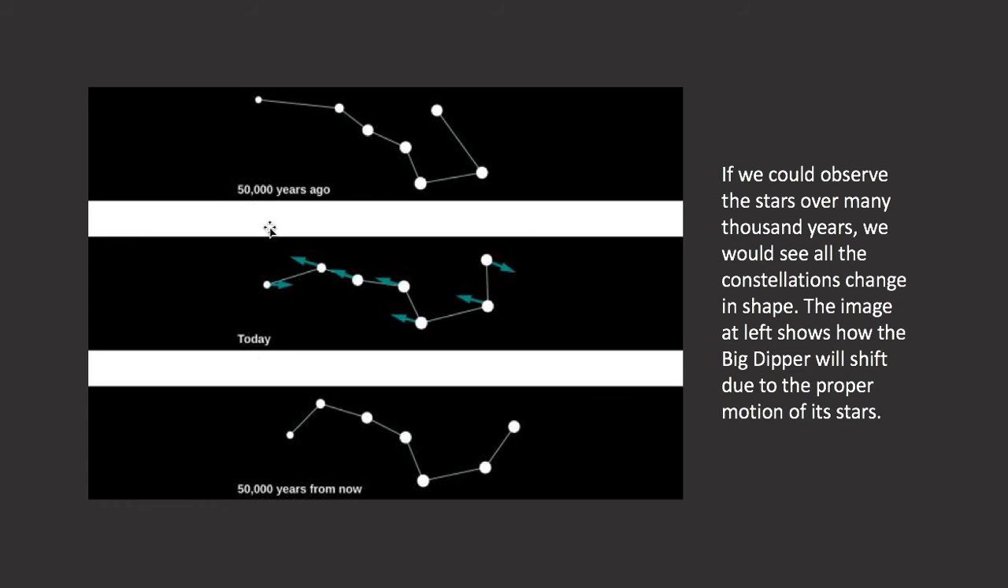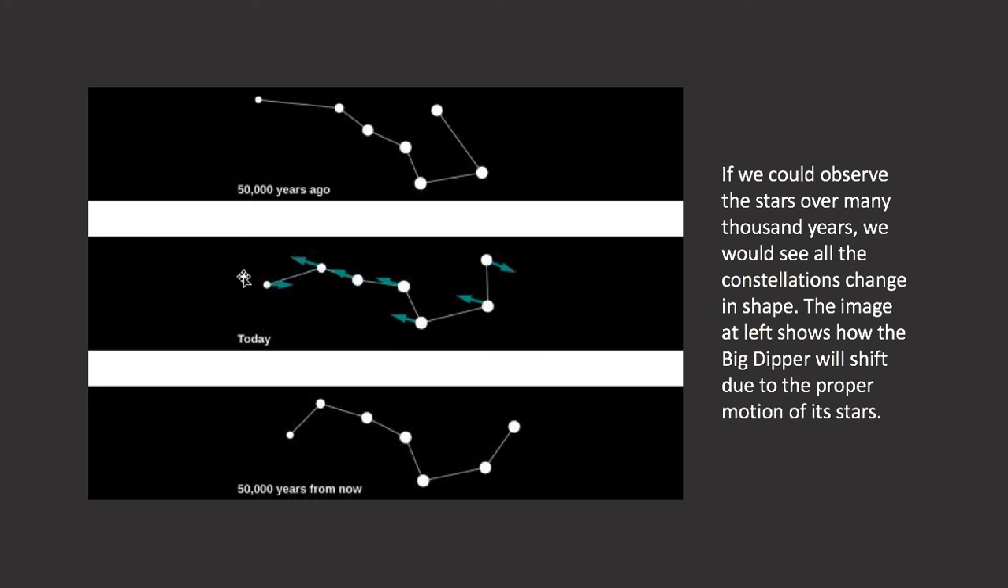So 50,000 years ago, the Big Dipper would have looked like this and maybe would have still been recognized as like a ladle, but it certainly does not have the same shape as it does now. This star here, for example, has proper motion in this direction, so it's come in. This star also has motion in that general direction. It's going this way. This star is coming back. And so what it looks like today is this.